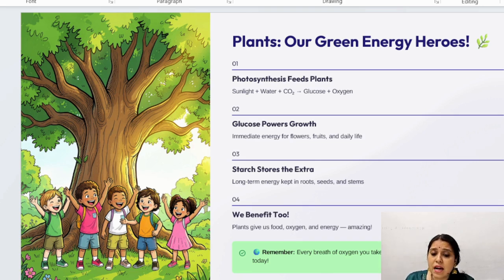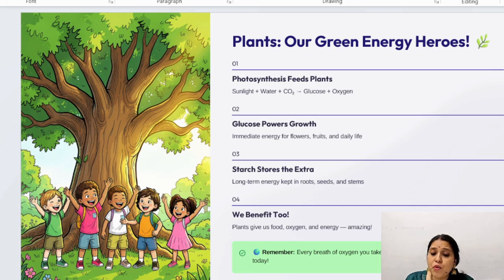So next time when you see a plant, don't just walk away. Show your gratitude and say thank you, Master Chef. So that's what today's class we learned more about the end products and also we did a recap.